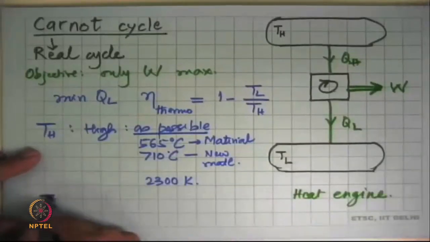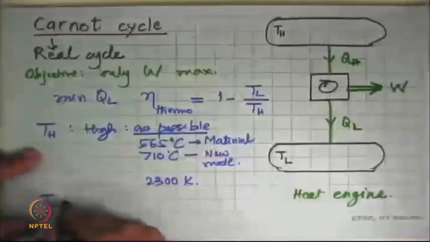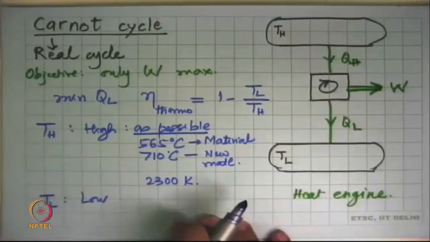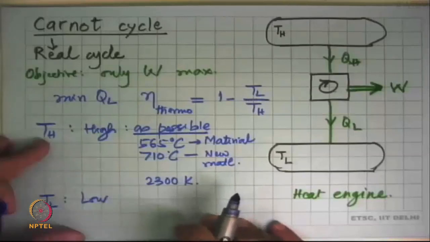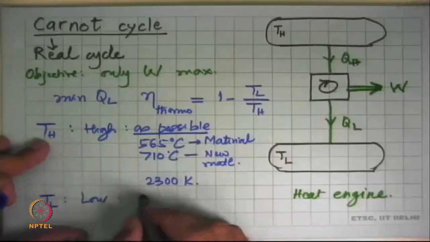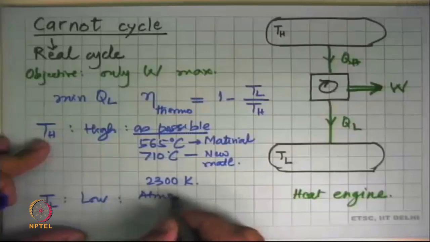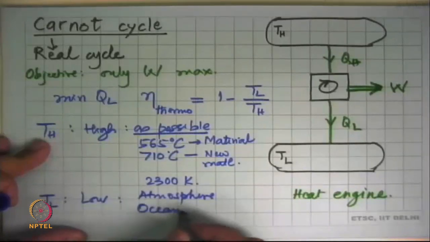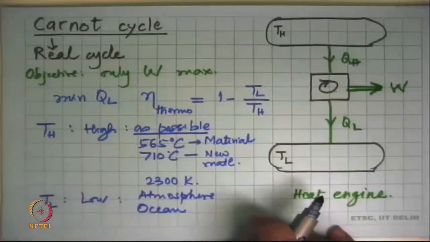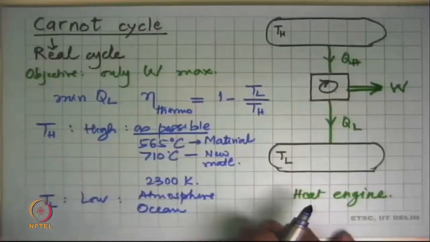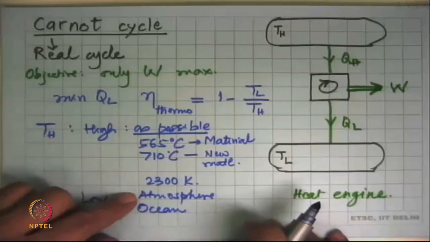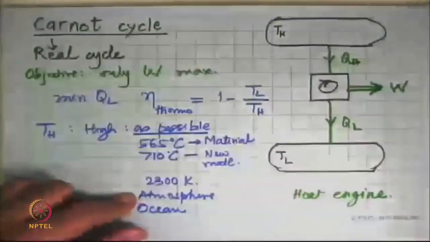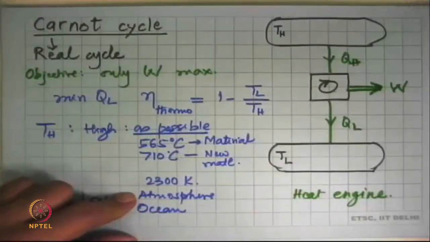The second thing to do is take TL as low as possible. And what is the lowest that we can do? That we dump heat into the atmosphere or into the ocean. So if I have to dump heat into the atmosphere, in the summertime it will be 45 degrees Celsius, in winter it will go down to 20, 22 degrees Celsius.